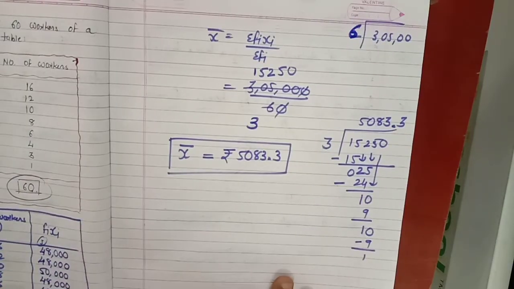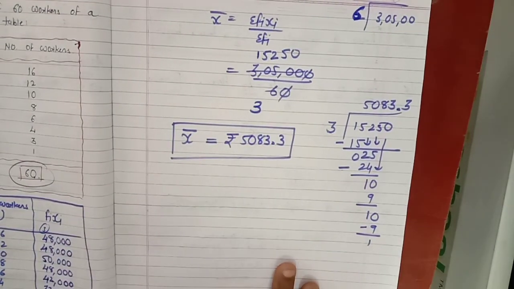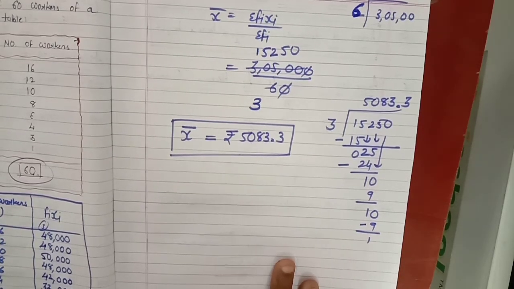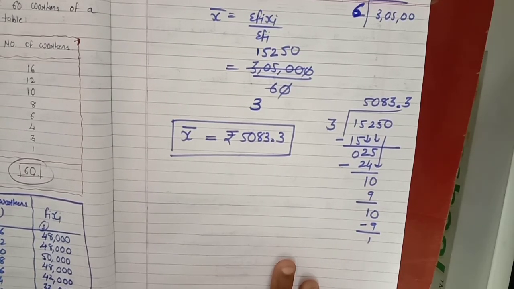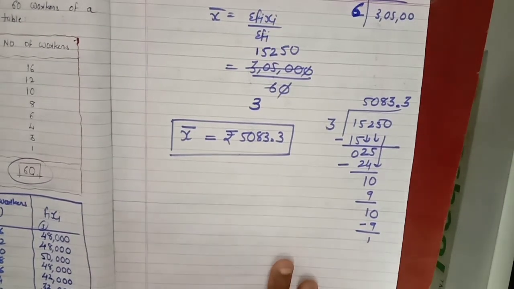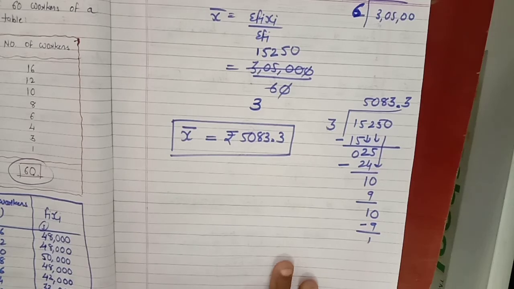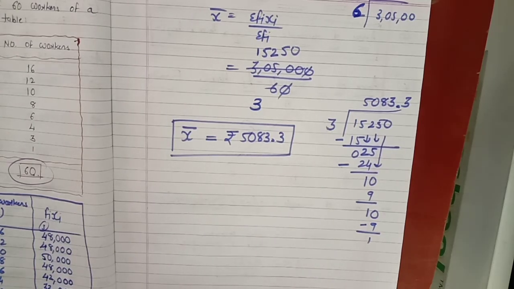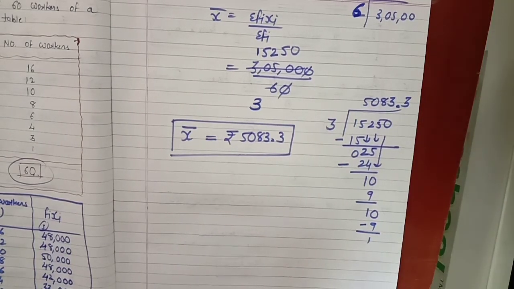Exercise 14.3 is omitted. It will not come in your examination, and I will send the next video on Heron's formula, which is chapter number 12. In Heron's formula only exercise 12.1 will come. 12.2 is omitted by the CBSE due to COVID-19 situations. Okay, thank you.